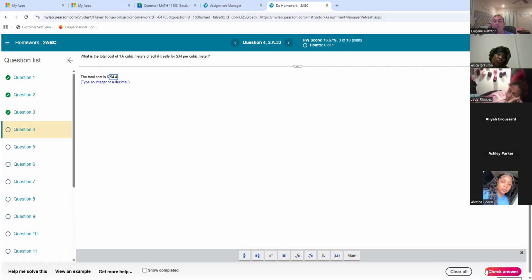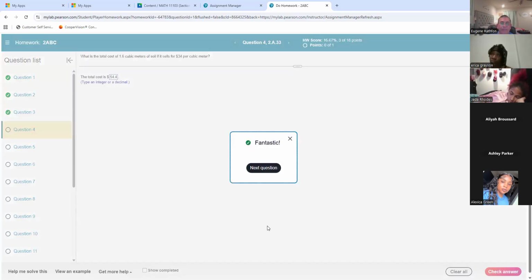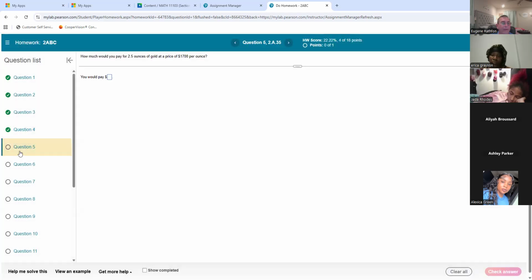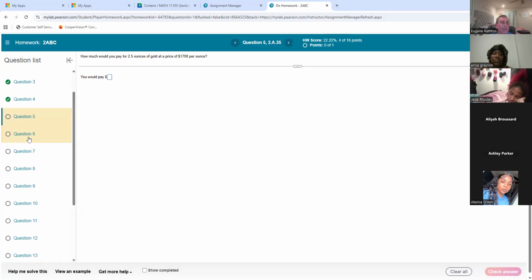And that makes sense because if 1 cubic meter is 34, 1.6 is almost half of another cubic meter, a little more than half. So you know it's going to be a little larger. There you go. You know, that's a trick on these. So we'll move down. Let me find some different problems for us.